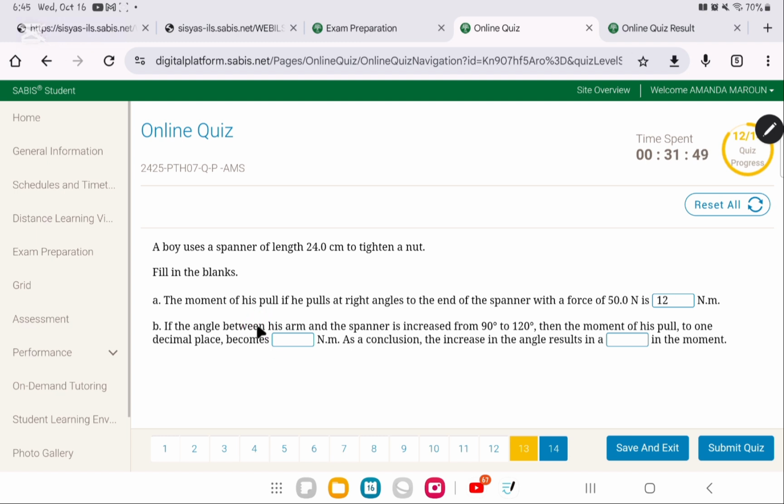Now, if the angle between his arms and the spanner increased from 90 to 120, what are we going to do? We're going to change the angle to 120, so it's going to be force times perpendicular distance times the sine of 120. Force stays the same, which is 50.